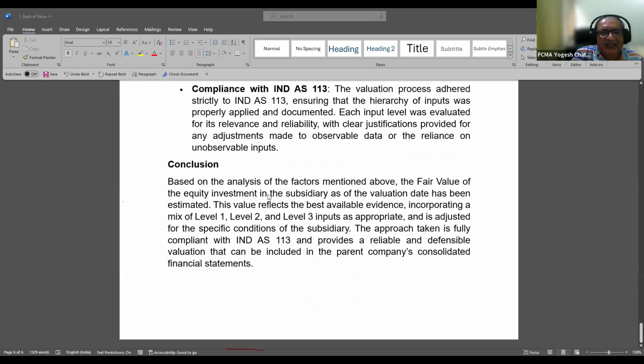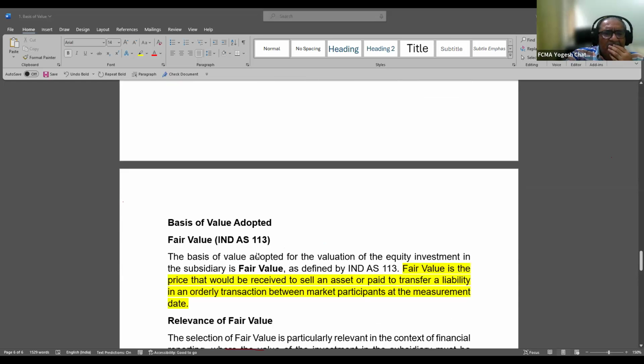So based on the analysis of the factors mentioned above, fair value of the equity investment in the subsidiary as of the valuation date has been estimated, and that value reflects the best available evidence, incorporating a mix of level 1, level 2, level 3 input as appropriate, and it's adjusted for the specific conditions of the subsidiary. So the approach taken is fully compliant with Ind AS 113 and provides a reliable and defensible valuation that can be included in the parent company's consolidated financial statement. So that is the example of how we can have a basis of value adopted in the valuation report. With that, I will conclude since time is over.